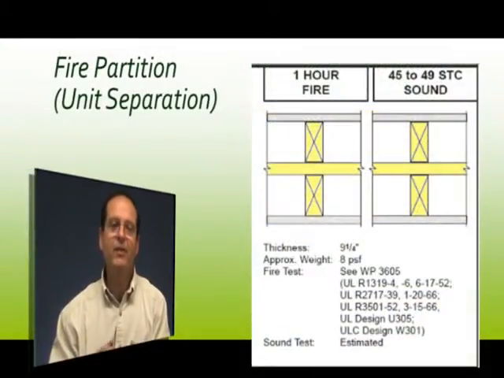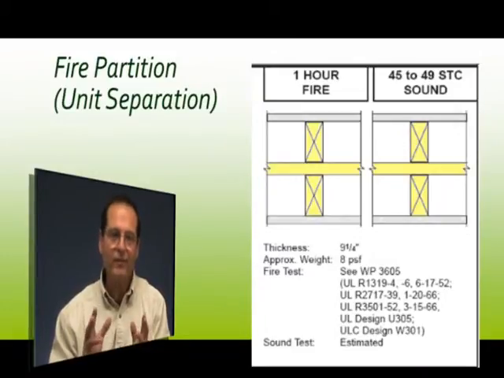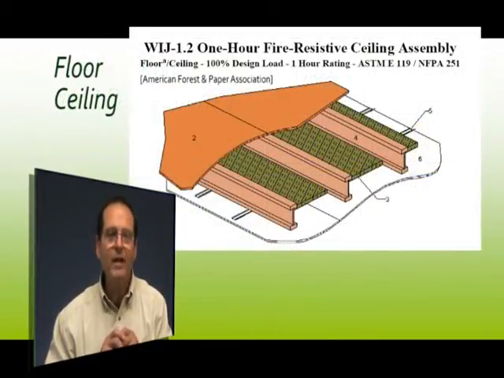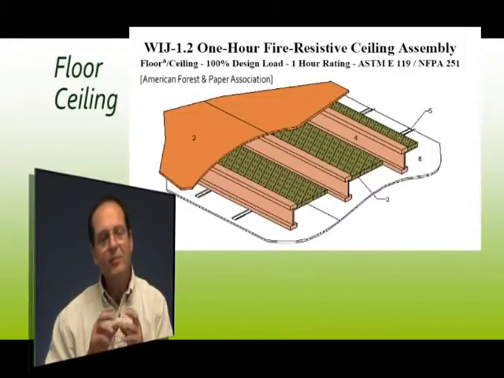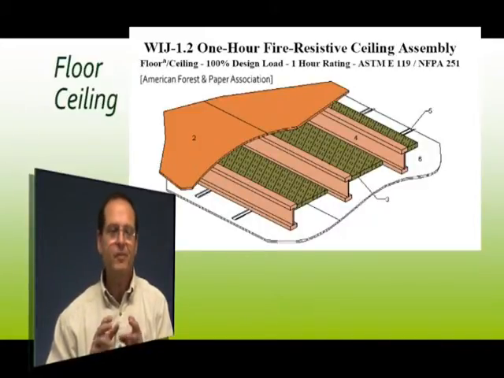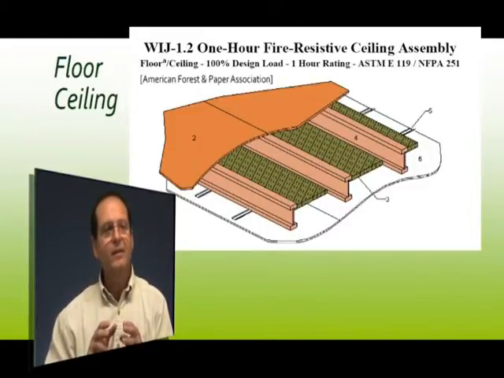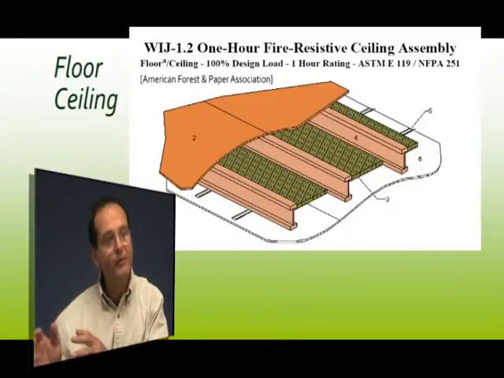Then the big piece here. Walls are pretty straightforward. The floor ceilings can be much more complex. In this particular case, we're looking for a single layer drywall system. This is a standard system right out of the AF&PA guide, and works for any number of different manufacturers, although all of them have their own specific ones too.